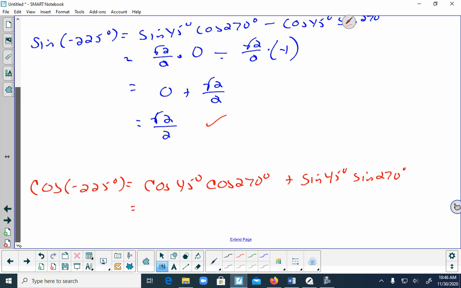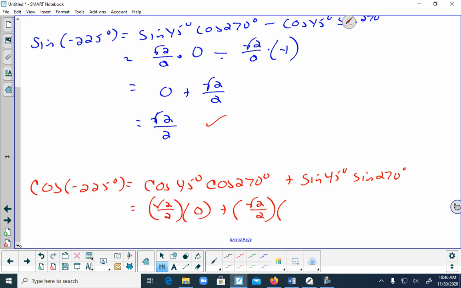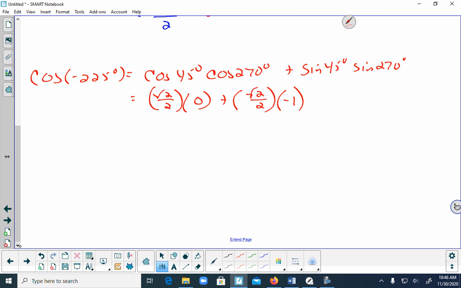So the cosine, this will be the square root of 2 over 2 times the cosine of 270, which is 0, plus the sine is square root of 2 over 2. The sine of 270 is negative 1. And this ends up being 0 minus the square root of 2 over 2, which is equal to negative square root of 2 over 2, which is the cosine of that 135. So that does match. Okay, moving on.